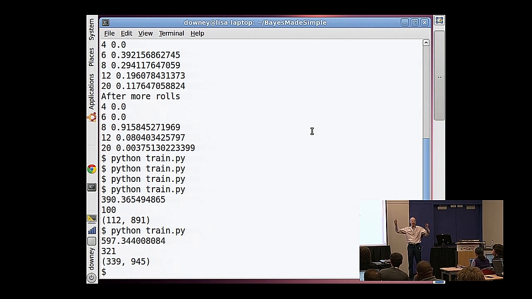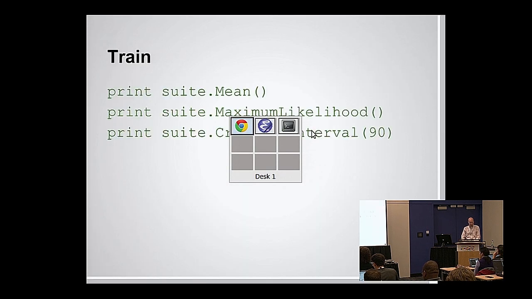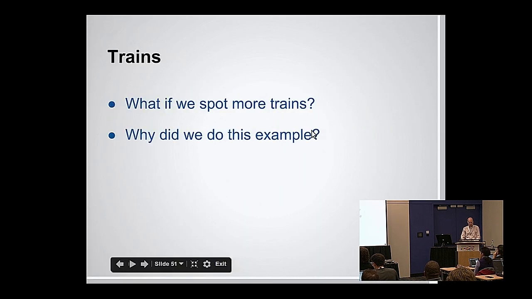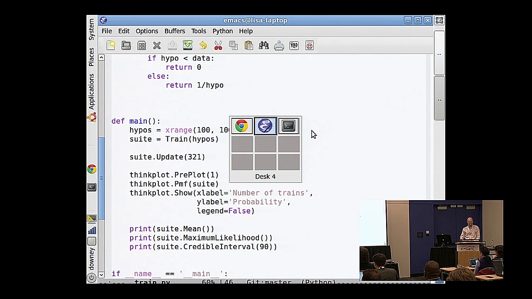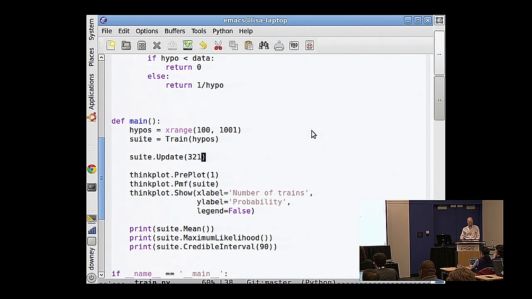I started with 100, 1,000. Now it's 339, 945. Having seen one train, I haven't narrowed it a great deal. And that makes sense. It's a small amount of data. It shouldn't change my beliefs enormously. But the same thing that I said with the dice problem is also true with the train. If you spot more trains, you can just add more updates to the file. So let's make up a couple more numbers.